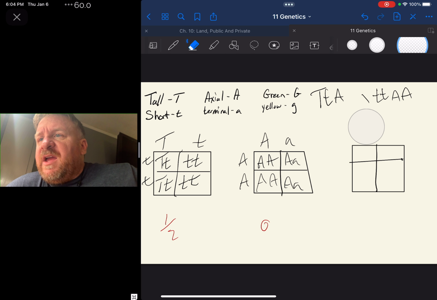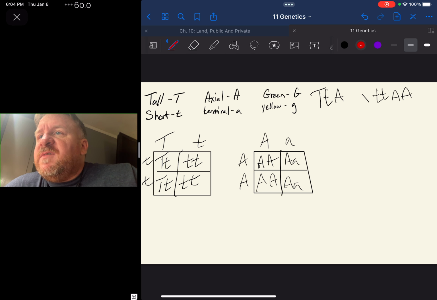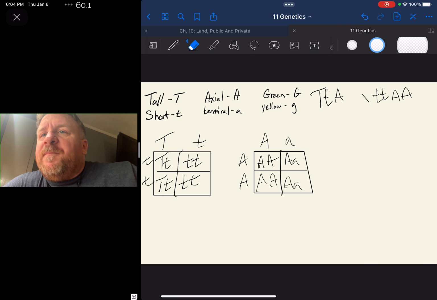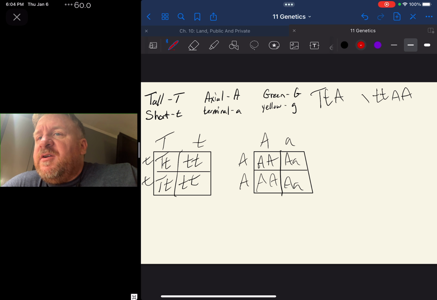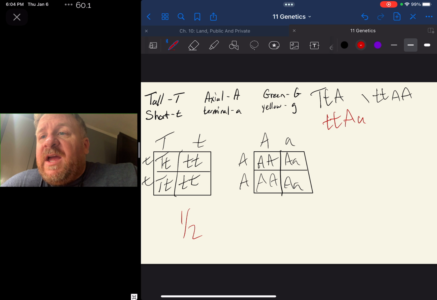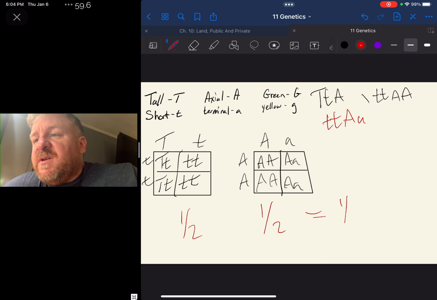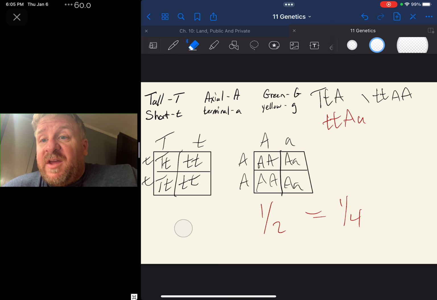How many are short and heterozygous axial? Short is 1/2, heterozygous axial is 1/2, so the actual answer is 1/4. So write down the genotypes of the parents, do the monohybrid crosses, write down the genotypes of whatever it is that you're asking for, and then do the Punnett squares and multiply the fractions.